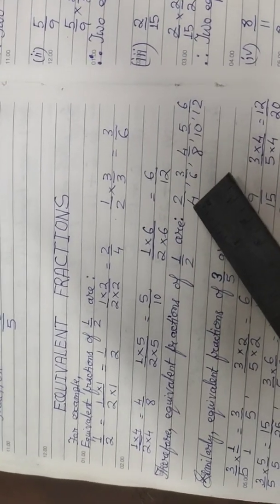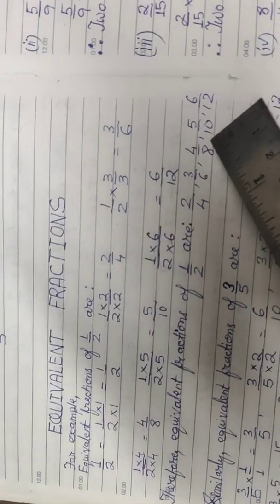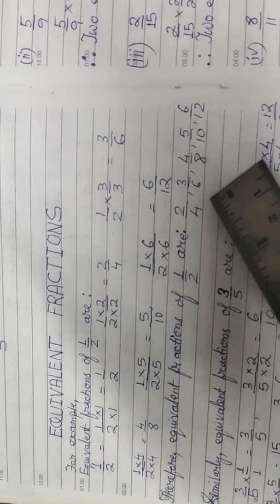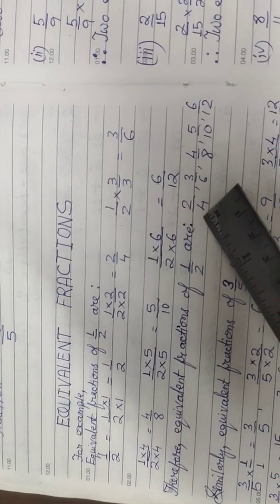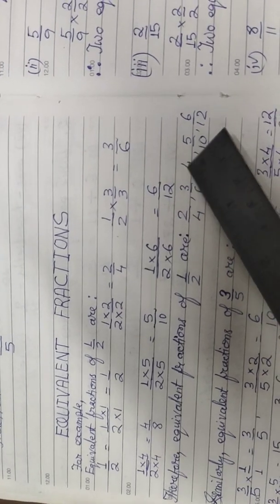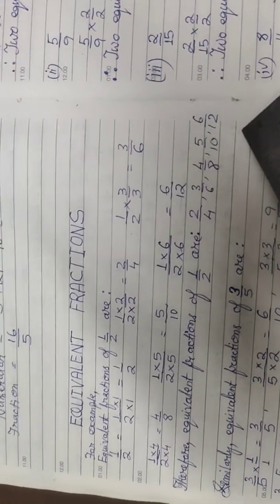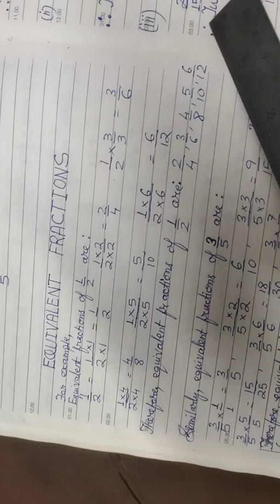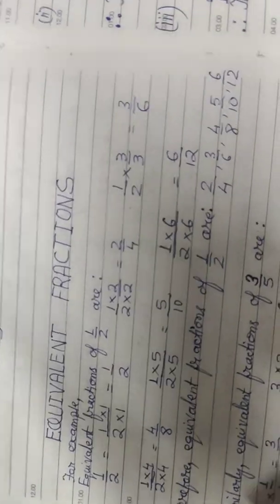Here I have written them separately for you. 1, 2, 3, 4, 5 equivalent fractions. First equivalent fraction is 2 by 4. Then we have 3 by 6, 4 by 8, 5 by 10, 6 by 12, and then we can go on making some more. So you got the process.